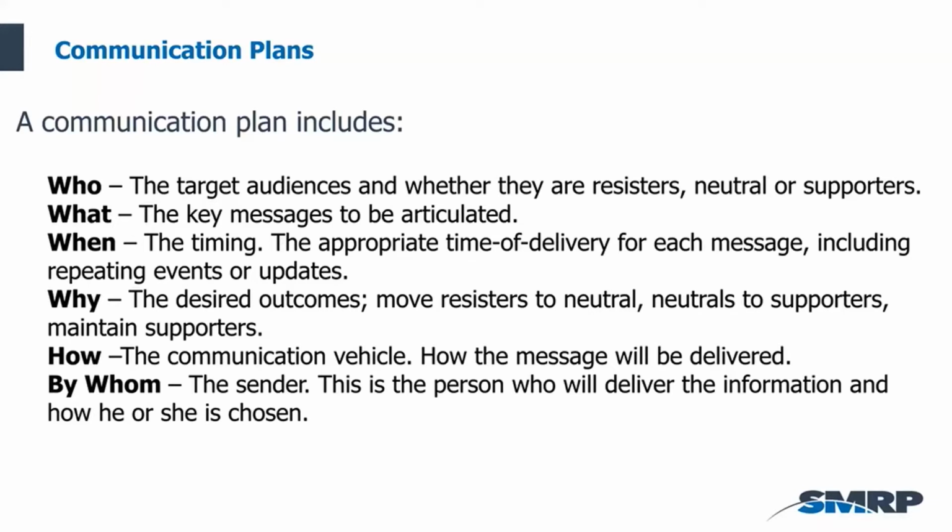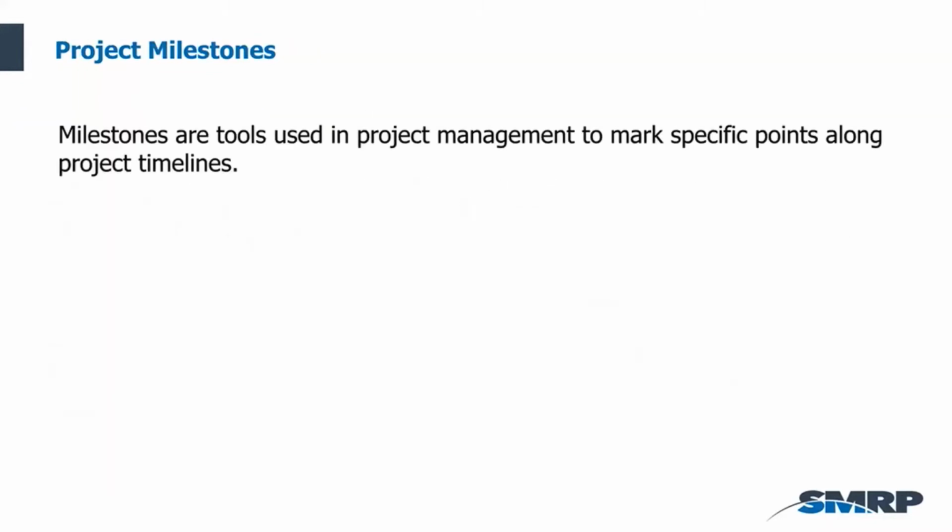And by whom? Who's going to be the sender of that message? That's the person who will deliver the message and the information, and how he or she is chosen. So sometimes there may be a relationship between somebody that's on a project team and one of the targets of the communication plan. It might be more appropriate to select a person who has a relationship as opposed to somebody who may have the more formal requirement or the more formal stature to be able to communicate. It all depends on what you're trying to accomplish with that communication plan.